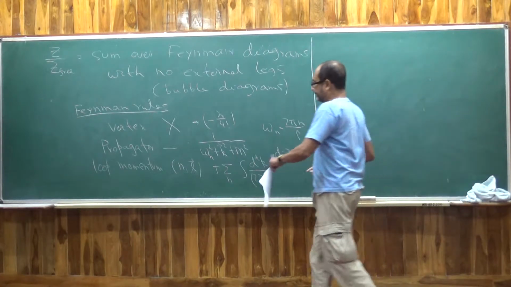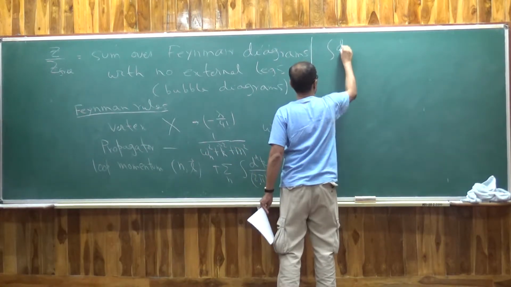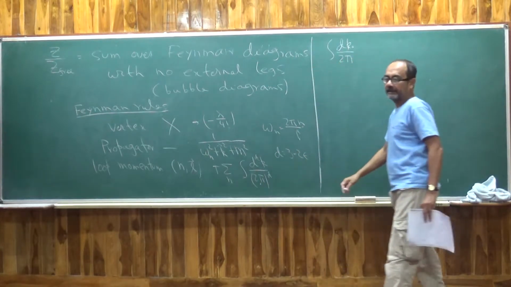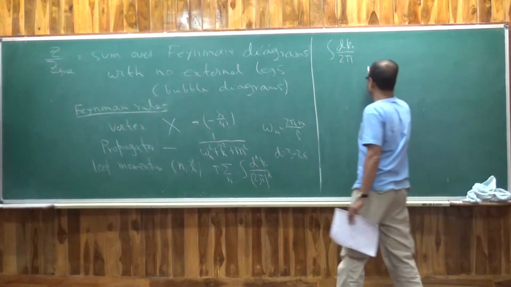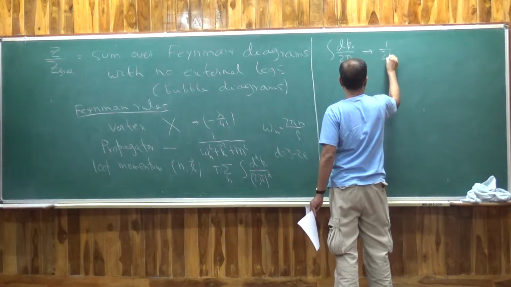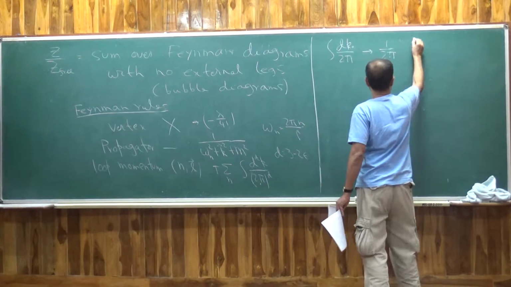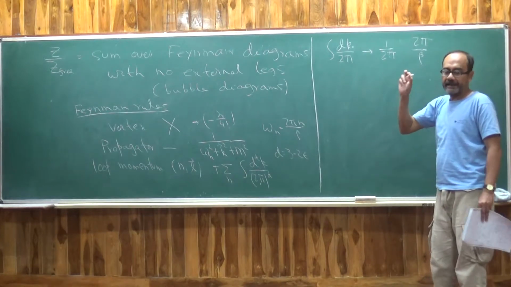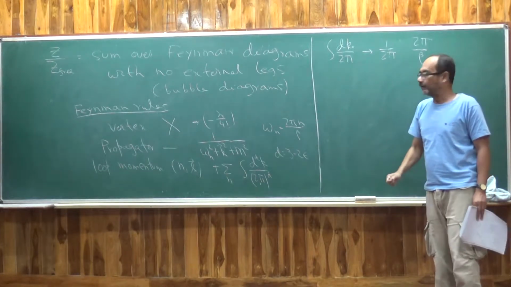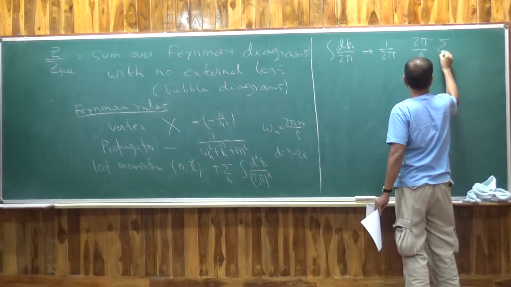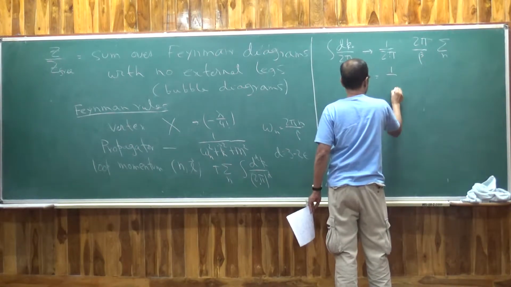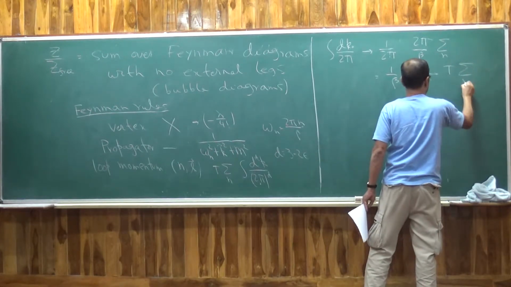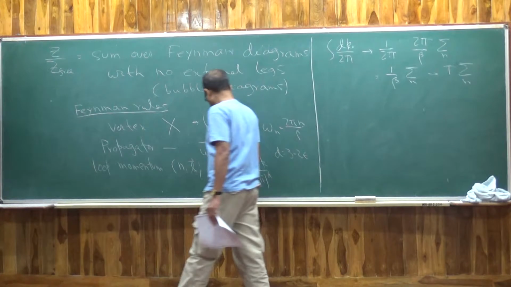For a continuous energy integral at zero temperature, you have dk0 by 2 pi, where k is the Euclidean energy. When you discretize, it becomes 1 over 2 pi times 2 pi by beta. Why 2 pi by beta? Because 2 pi by beta is the interval in energy between two successive energy values. So 2 pi by beta times the sum over n gives 1 over beta sum over n, which is also T sum over n. That's where this T comes from.